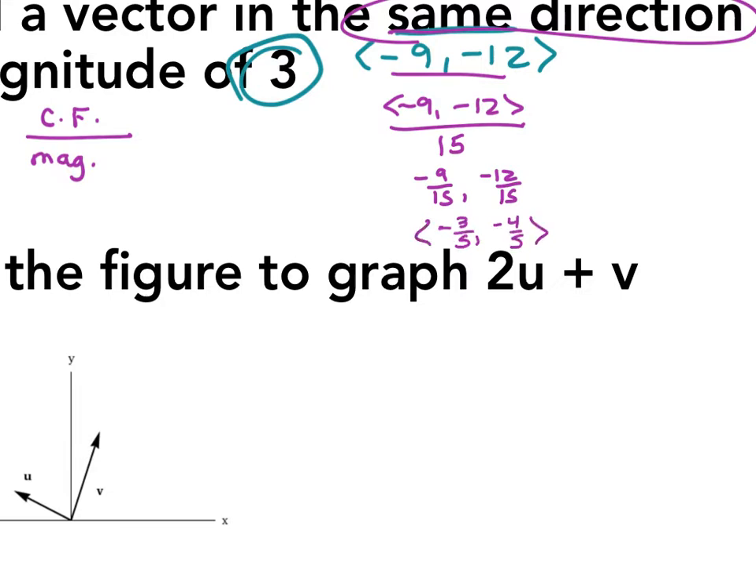That would be the unit vector if it didn't give me a different magnitude. But it says it wants a magnitude of 3, so at the end I'm going to take that 3 and multiply it in. So I'd get -9/5 and -12/5.